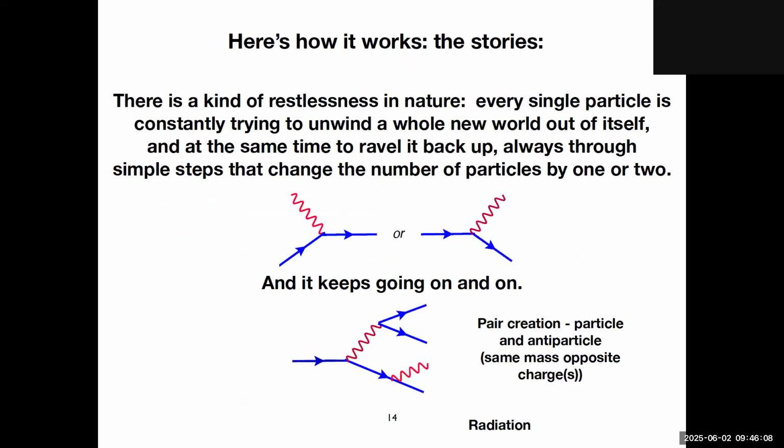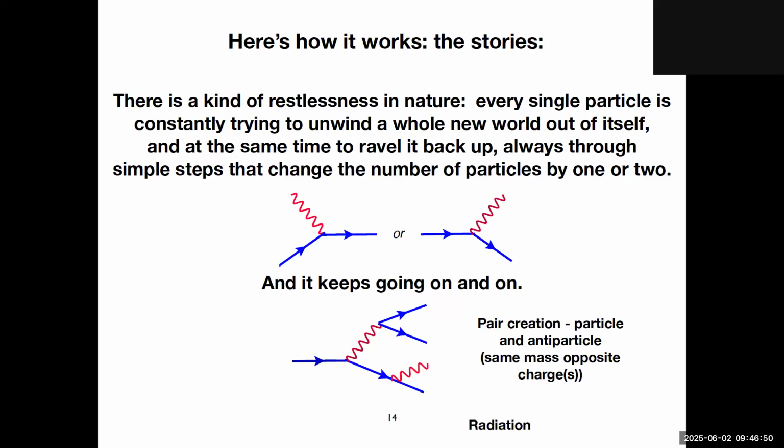moving right along. Here's how it works. These are the stories I was talking about. There's a kind of restlessness in nature. I think it's good to think about it that way. And I was pleased that I saw there's actually a book by Max Born. It was kind of an introductory physics book written around the 30s, and it was called The Restless Universe. I think it was a perfect description of what goes on in this picture of the time development of the universe according to perturbative quantum field theory.